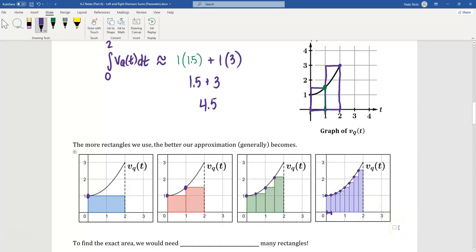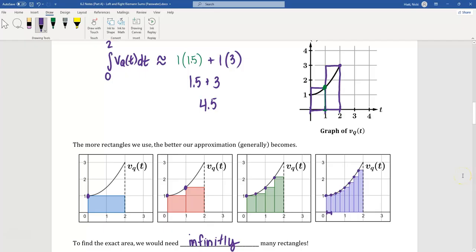But what would give me a perfect fit? How many rectangles would I need? Infinite rectangles, right? So the exact area, we would need infinitely many rectangles. Now, this is the idea that we're going to kind of skip the mechanics of. We're going to learn how to estimate, and then I'm going to kind of skip over the part where we do the limit definition and like figure out how to calculate it with limits because we're out of time and we need to move on.